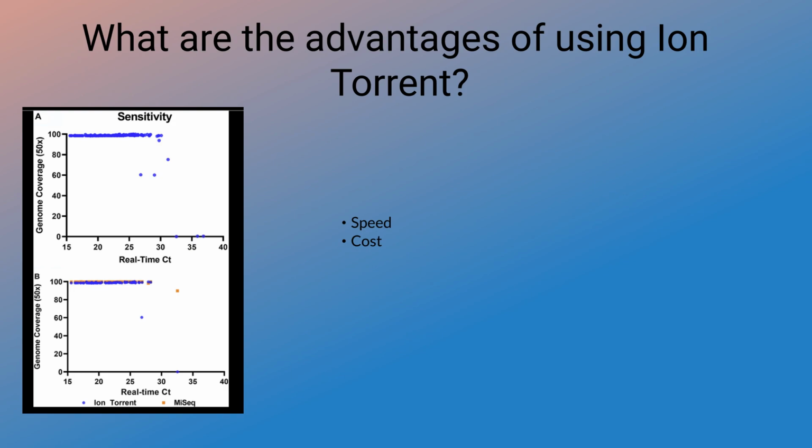In this photo taken from a paper, they compared ion torrent sensitivity and real-time CT values compared to the MiSeq, and the sensitivity was just about the same as the MiSeq, and the real-time CT values were close to the MiSeq with some outliers. But if you were planning on using the ion torrent compared to MiSeq, you would have basically on par with MiSeq with a lower cost and faster turnaround.